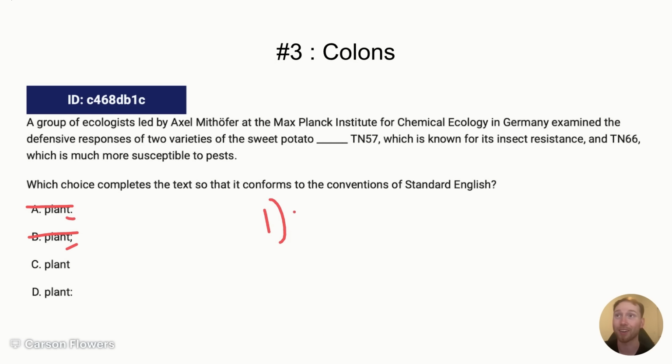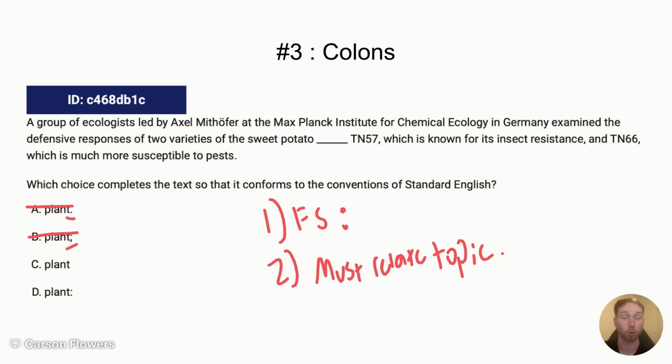The first rule is that a full sentence must come before a colon. The second rule is that whatever comes after a colon must relate to the topic that came before. And those are the only two rules because anything can come after a colon. It can be a full sentence, a fragment, a list, or just one word, but let's take a look. A group of ecologists led by Axel Mithofer at the Max Planck Institute of Chemical Ecology in Germany examined the defensive responses of two varieties of the sweet potato plant.